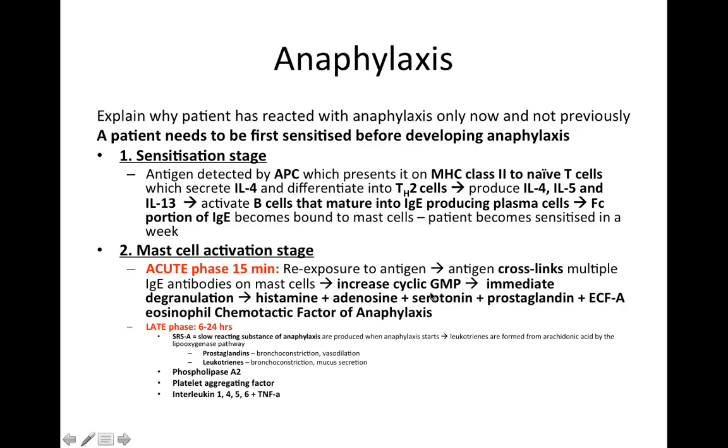This increases cyclic GMP and causes the degranulation of histamine, adenosine, serotonin, prostaglandin, and ECF-A, which stands for eosinophil chemotactic factor of anaphylaxis. And then the late phase is this thing called slow reacting substance of anaphylaxis, which increases the production of prostaglandins and leukotrienes and all these other ones. And this happens 6 to 24 hours later.